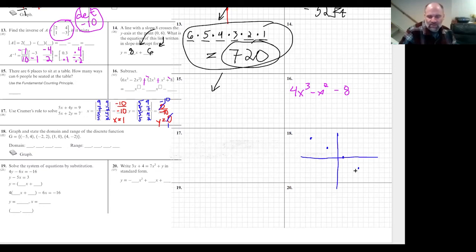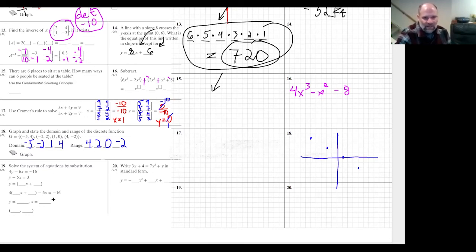Don't connect the dots. Don't do it. I know it's tempting because it makes a straight line, but don't connect them. This is a discrete function, okay? Because it's just these 4 things. So the domain is the x values and the range is the y values. So negative 5, negative 2, 1, and 4. And then you got 4, 2. It's better to go in order, but it's okay. Does that make sense? You guys good with that? You've done like 2 or 3 of these on tests already, so you should be good with that.